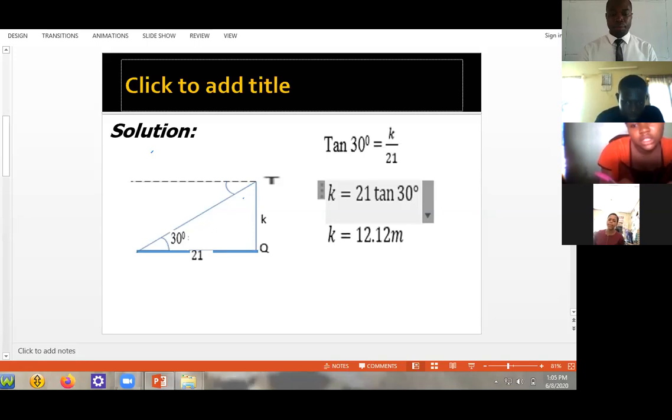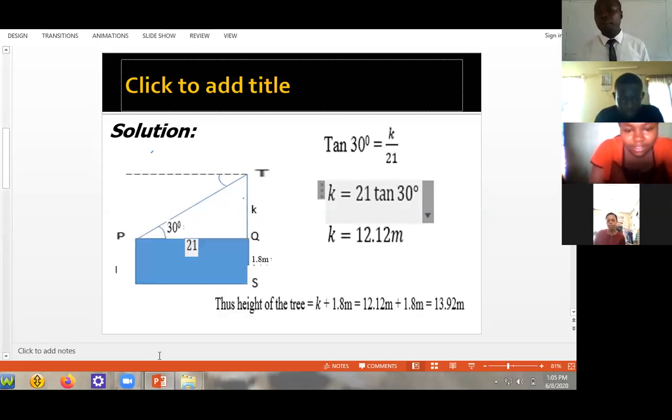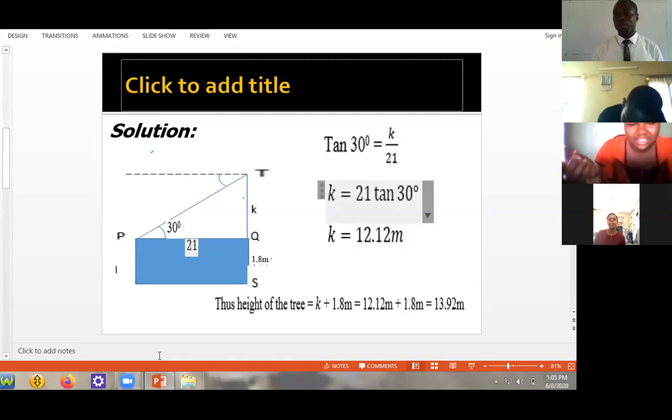12.12 meters. No, that is not the height of the tree. That is your 13.92. Correct, 13.92 meters. You can see it on the slide. 13.92. Correct.